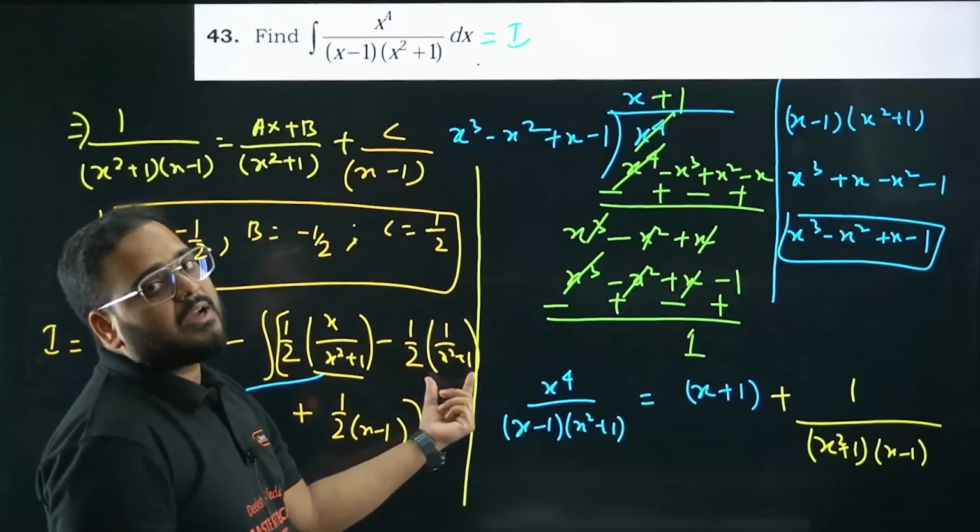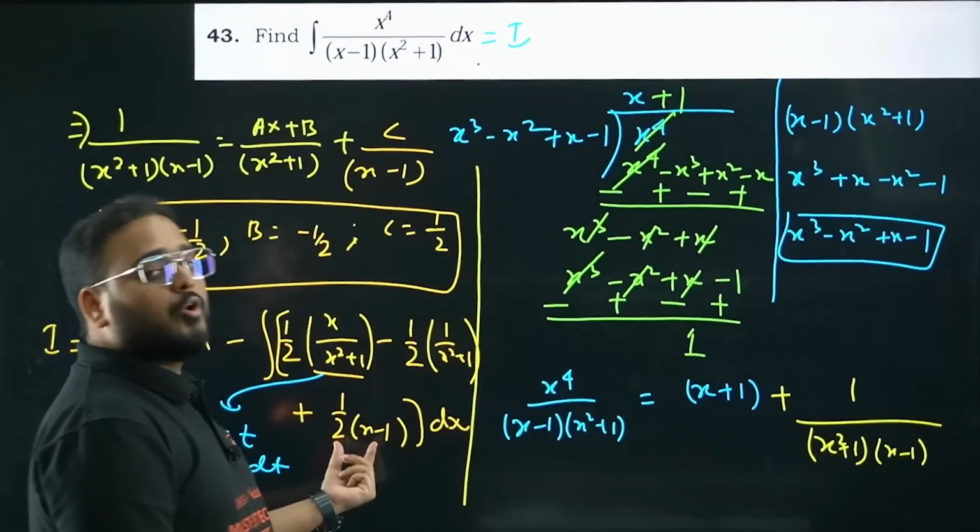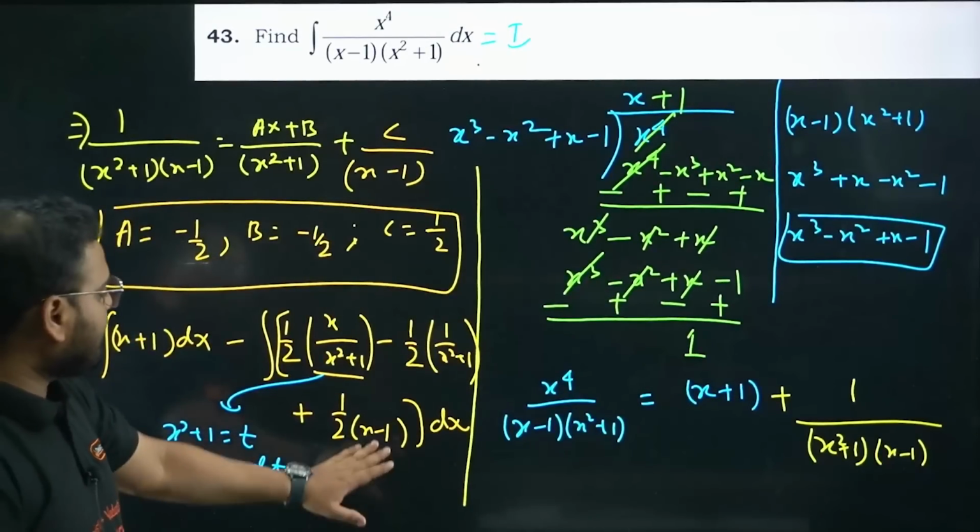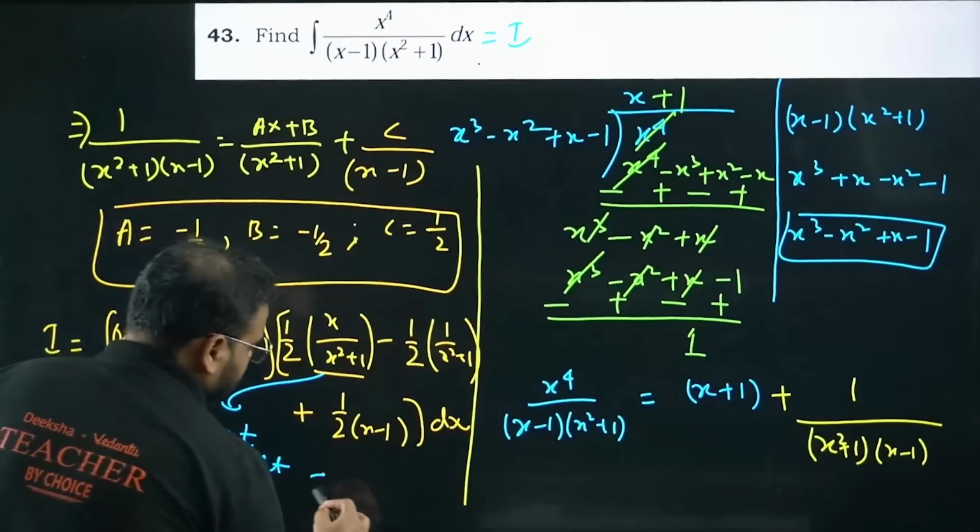What about this one? Simply tan inverse of x. What about this one? Log of (x minus 1). So I've given you the result over here. Find the final answer. Comment your final answer.